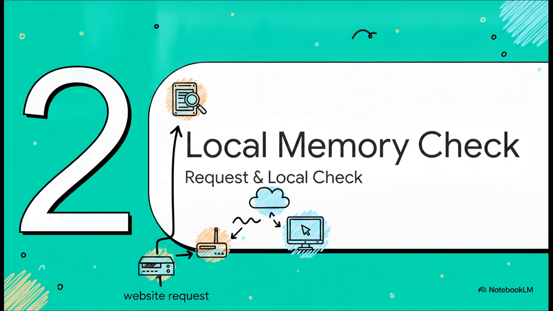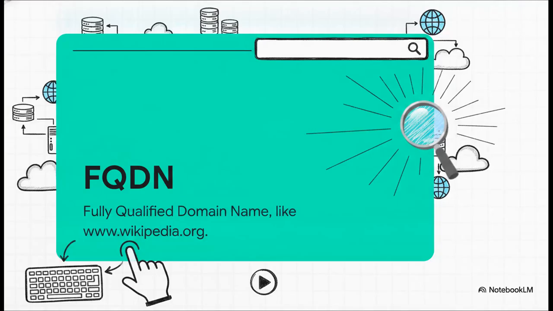Moving right along to part 2, the local memory check. So, keeping that phone book metaphor in mind, let's map out the technical path of a request. It all kicks off with step 1. The user types in an FQDN. Now, I know FQDN sounds like a heavy piece of tech jargon, but it just stands for Fully Qualified Domain Name. Basically, it's the complete, exact text address of the website. When you sit at your keyboard and type www.wikipedia.org, you are submitting an FQDN. And that one simple human action is the catalyst for the entire communication process.